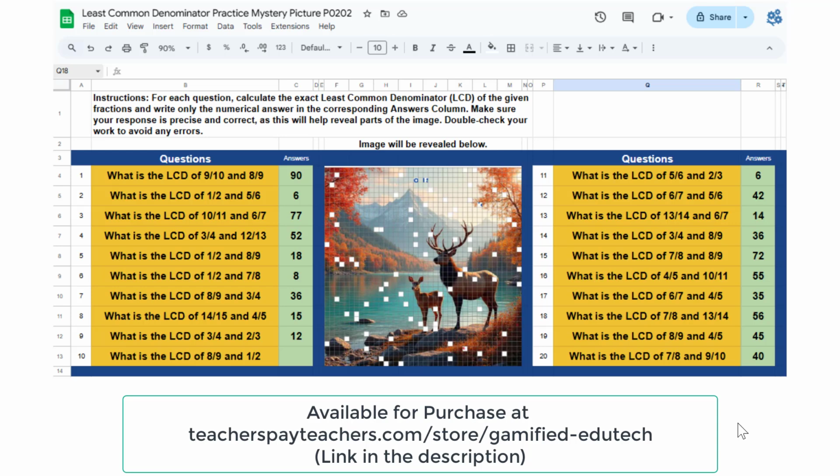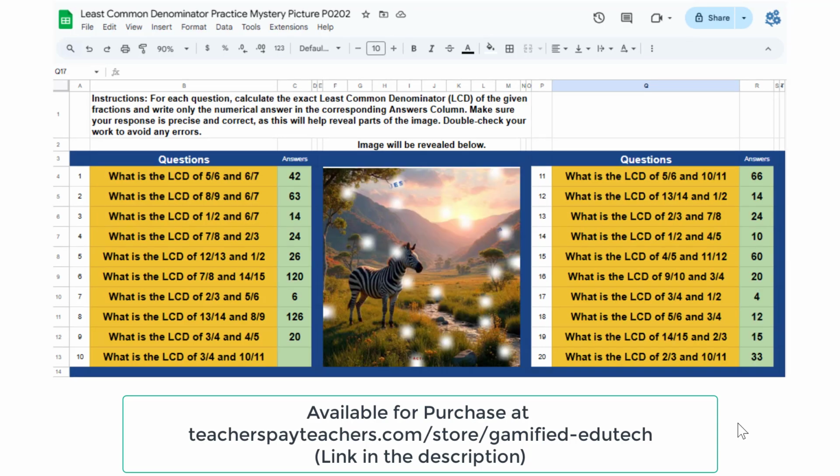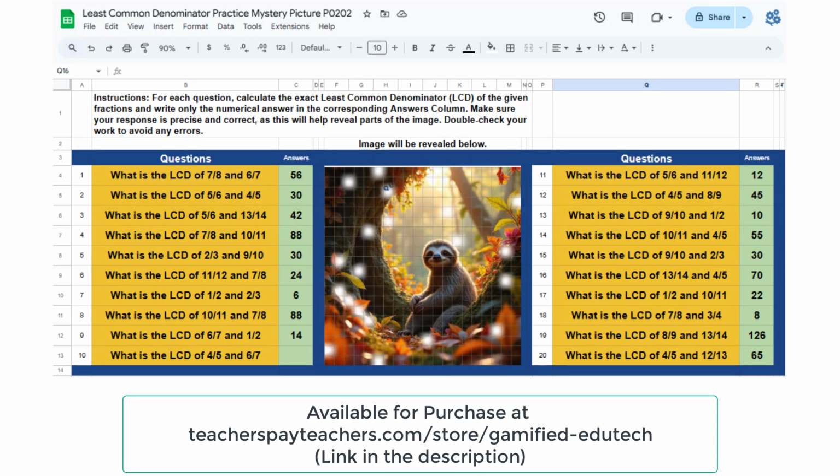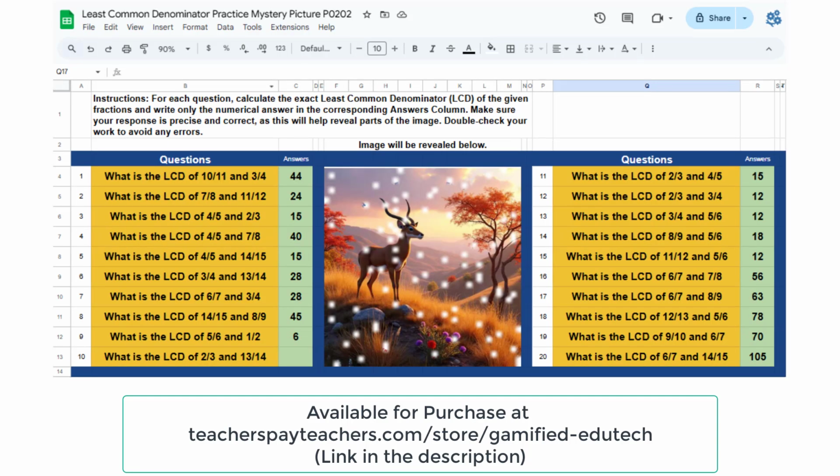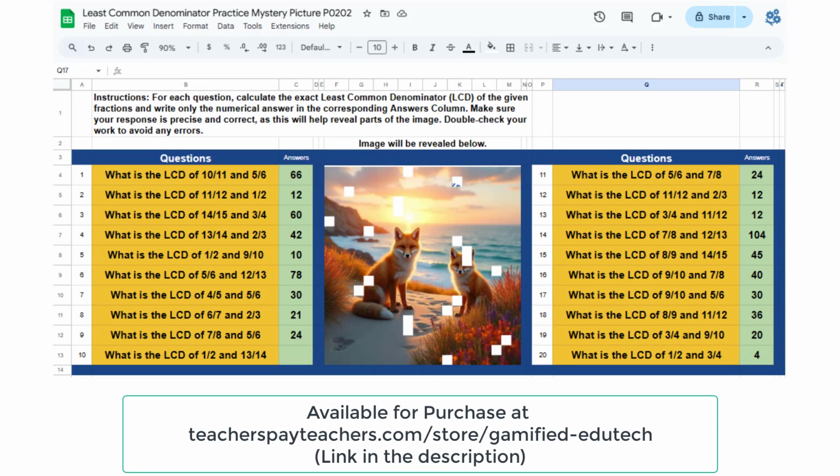Next, least common denominator practice. 100 unique questions in 5 worksheets to hone your students' skills in finding the least common denominator, or LCD. These worksheets feature animals in a cozy fall weather theme.